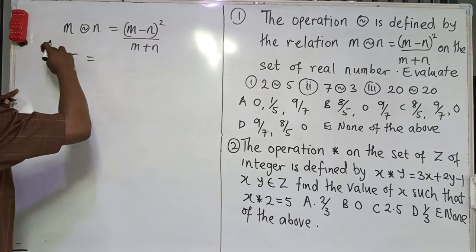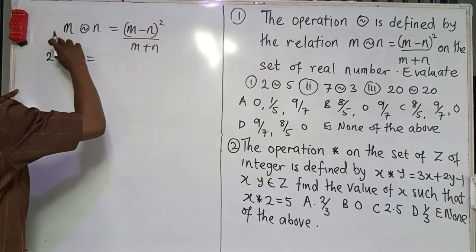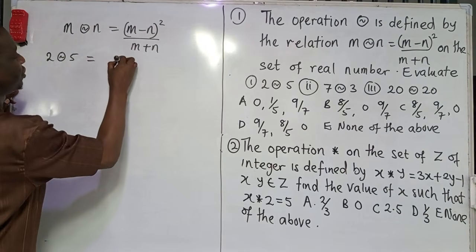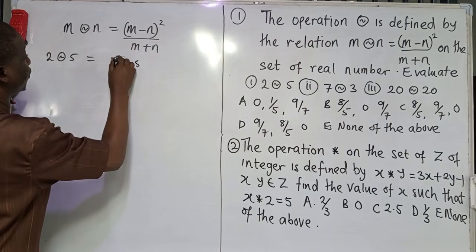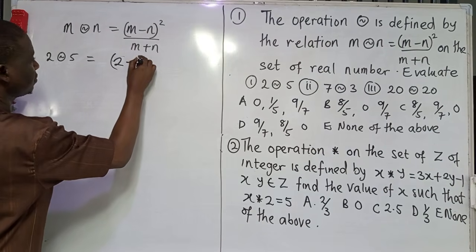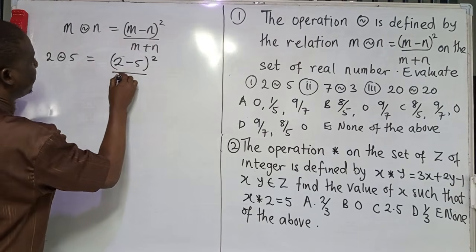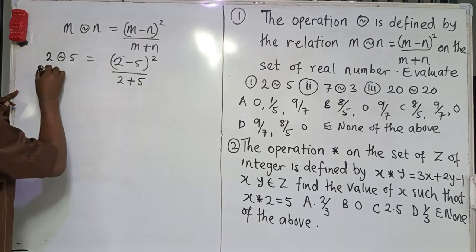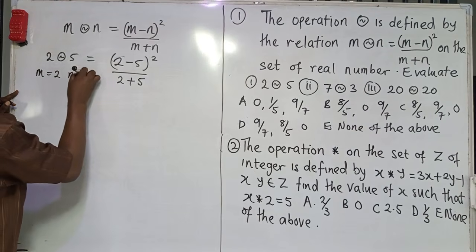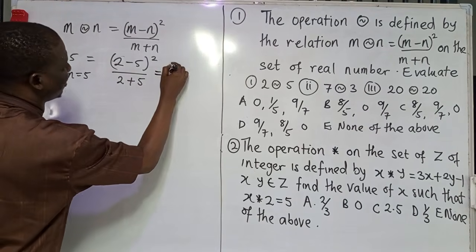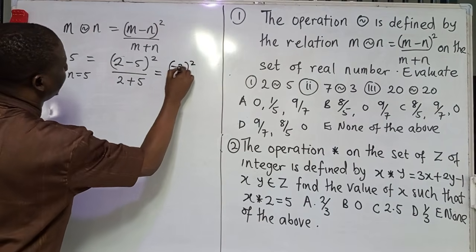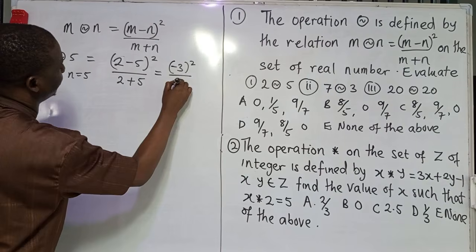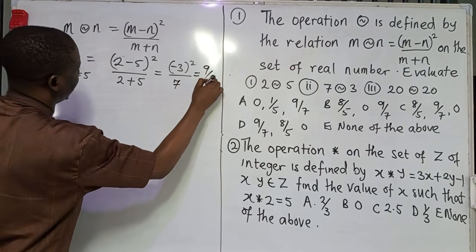Anywhere we see n, we put 5. Anywhere we see m, we put 2. So we would have (2 minus 5) all squared divided by 2 plus 5. So that means our m is 2, our n is 5. So I would have minus 3 all squared over 7. So our answer will be 9 over 7.